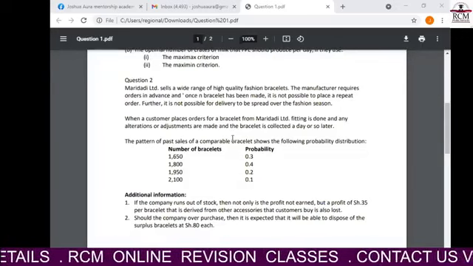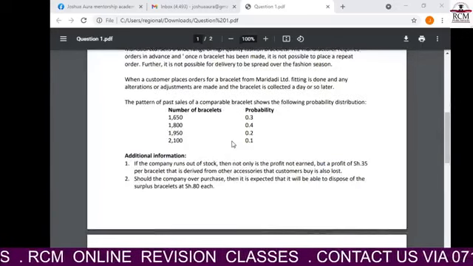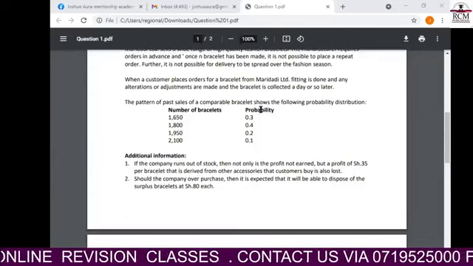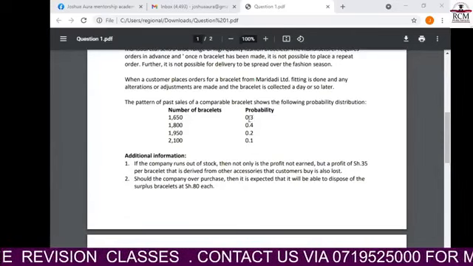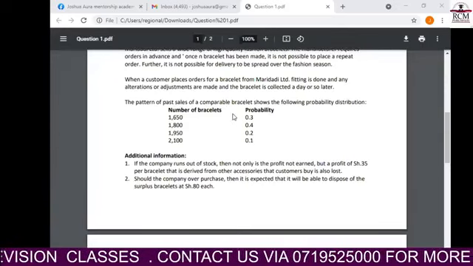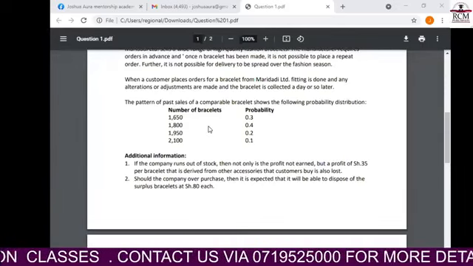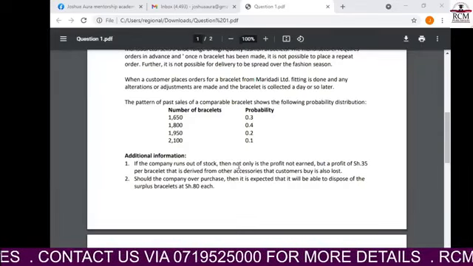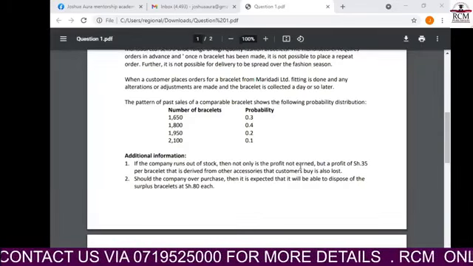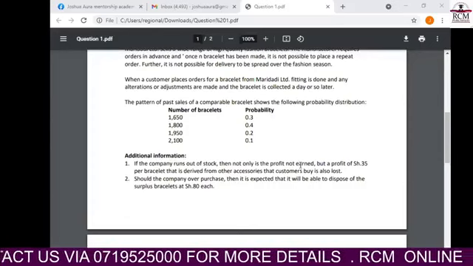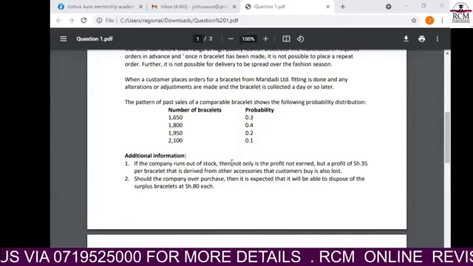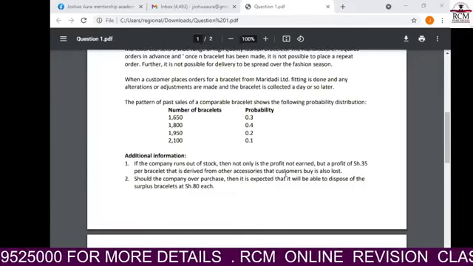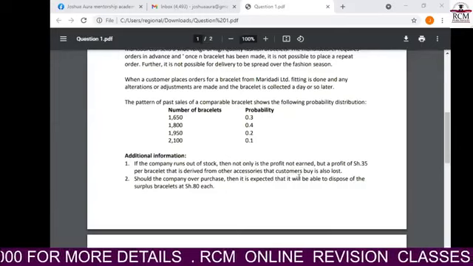When a customer places orders for a bracelet from Maridadi Limited, fitting is done and any alterations or adjustments are made, and the bracelet is collected a day or so later. The pattern of the sales of a comparable bracelet shows the following probability distribution, quite important, and they have even gone ahead to give us probabilities, unlike the other examiner who was giving us frequencies.